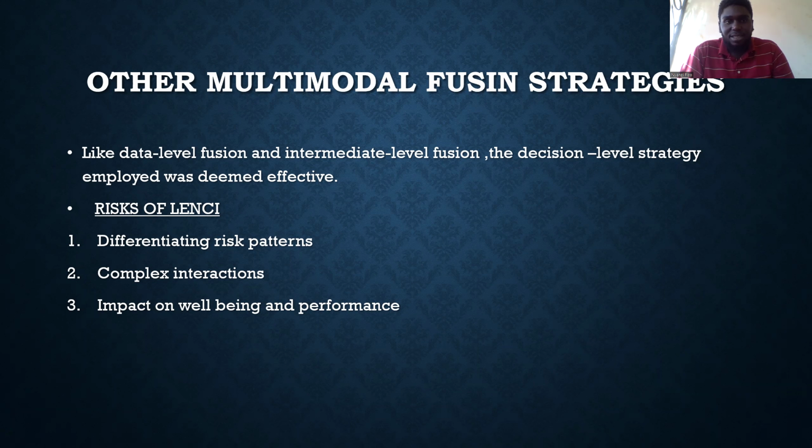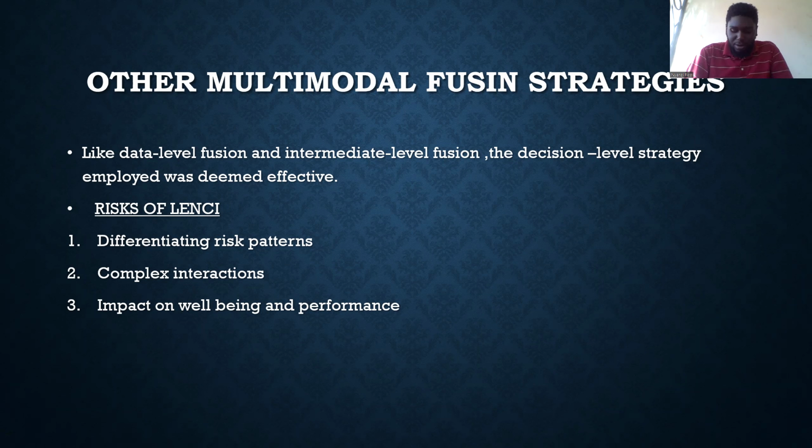But every advantage has a disadvantage, the law of opposites. The risks of this LENCI, which is the lower extremity non-contact injury risk prediction model, are as follows. The first risk is differentiating risk patterns. For minimal LENCI risk, perceived wellness status and physical performance contribute significantly, as indicated by increased weights of submodels in the fusion model. Then another problem is complex interactions.